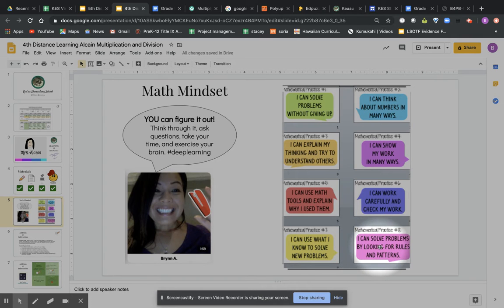And number 8, I can solve problems by looking for rules and patterns. Anytime you kind of get frustrated and caught up, take a little breathing break, just as you would in school. But come back to this page, because developing a math mindset takes some work and practice. Okay? So don't you forget that you can figure it out.